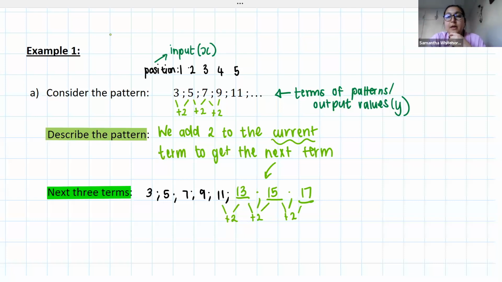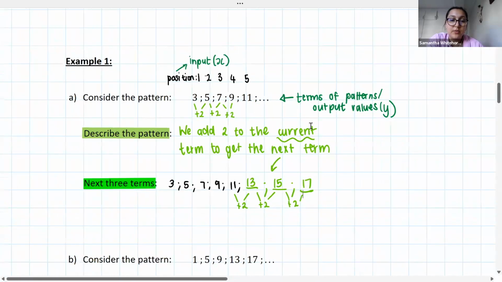Now, guys, a really important thing here is because I only asked you for the next three terms, please only give me the next three terms. It seems like such a silly thing, but if I only ask you for the next three, that is all I care about. I don't care that the term after 17 is 19 and then 21, et cetera. I just care about the next three. So always read your questions very carefully to make sure that you are actually answering the question that I've given to you.